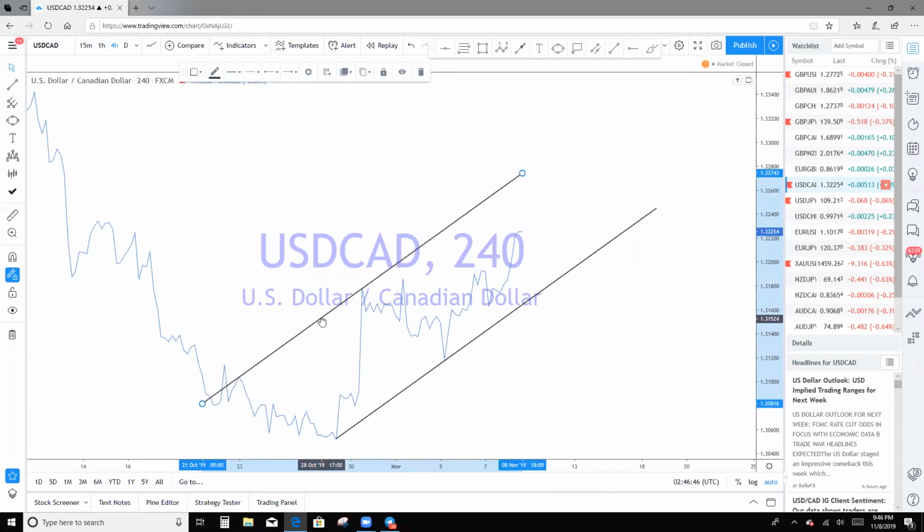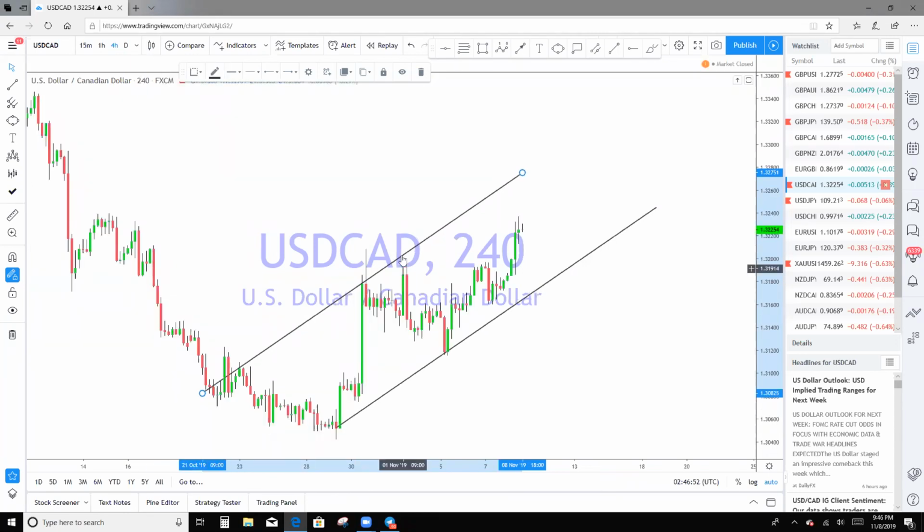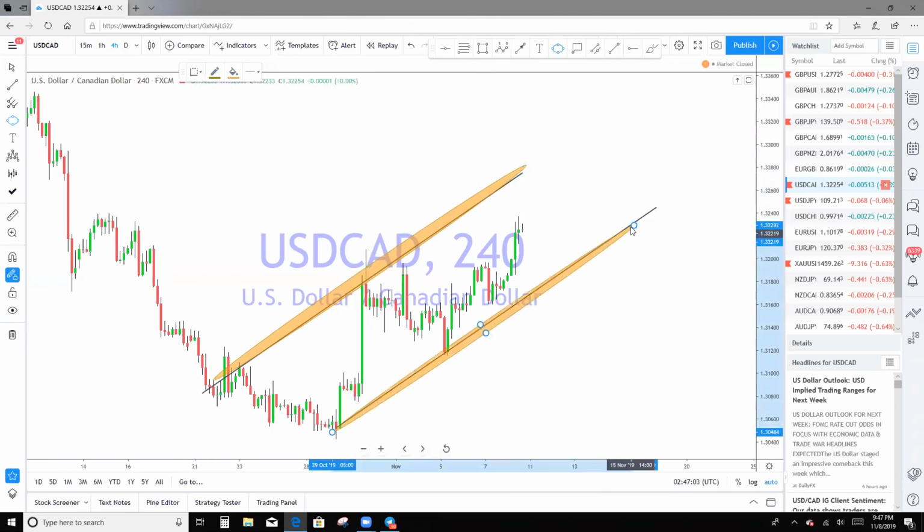I'm going for these upper peaks. Peak here, maybe a wick here. Let's see if I can get a wick there. Hopefully I'll get a wick there. Okay, that's good enough. So I know that resistance is up here. I understand that. I know support is here. I also understand I'm inside. I'm now boxed price in.